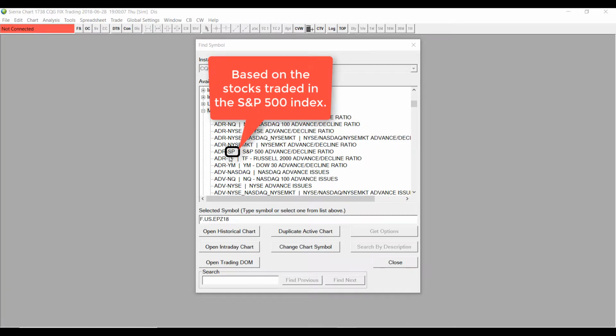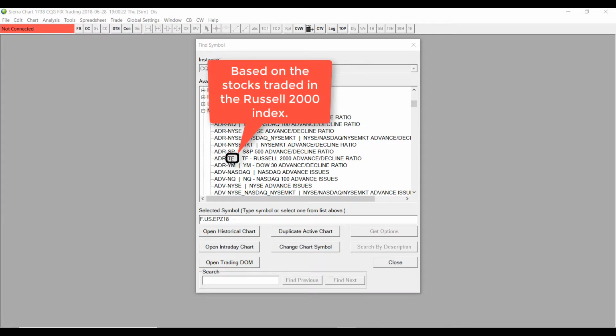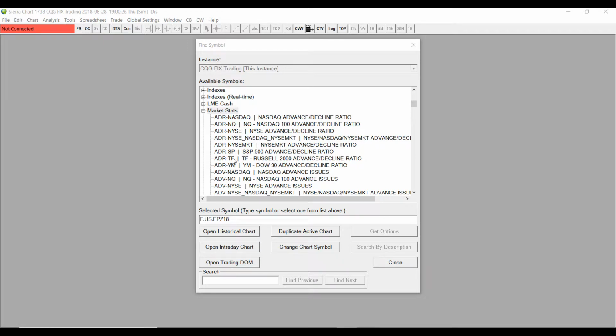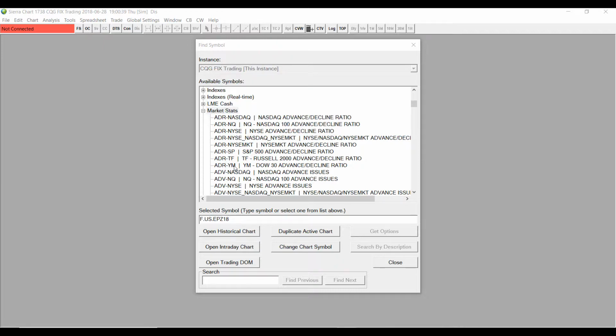After that, we have the SP, otherwise based off of the S&P 500, and the stocks being traded within that market. We have the TF located underneath that, which is based off of the Russell 2000 index. Located under that, we have the YM, which is based off of the Dow Jones 30 Industrial Index. And that is it for the markets. Once again, if I've moved too fast through this section, feel free to pause the video or rewind to get a brief description of each type of market.